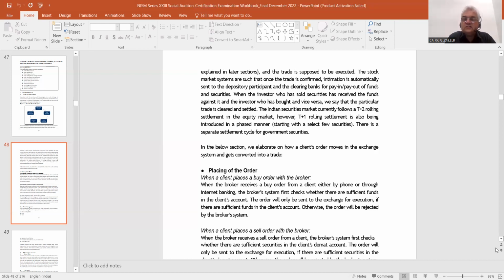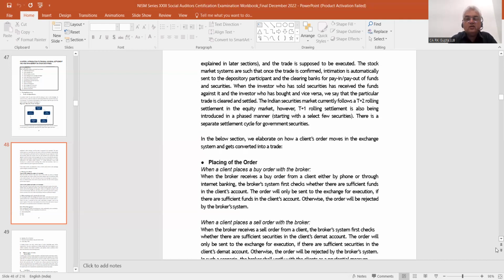Otherwise, the order will be rejected by the broker system. So, in case you want to buy, there should be sufficient money. Suppose you are going to a market, then you must have sufficient cash in your pocket, or you must have some credit card or something, some mechanism by which you intend to pay. So, similar is the situation here. If you want to place a buy order, the system will ensure that you have got sufficient funds in the account. Next is when a client places a sell order.